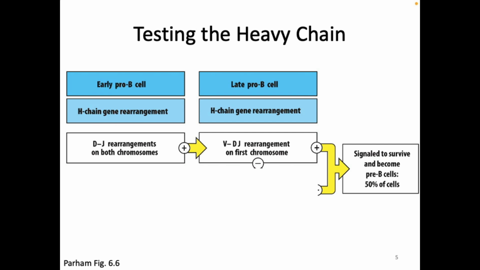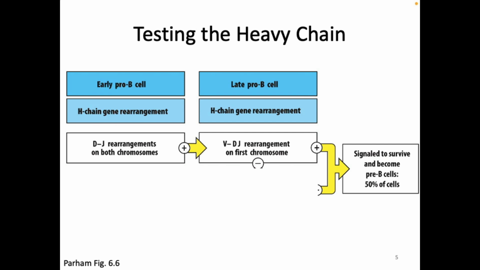And the B cell receptor, or the antibody, that protein that has two heavy chains and two light chains, doesn't really fold completely until it has a light chain. We haven't made a light chain yet. So we want to test this heavy chain and see if it's good, but we haven't made a light chain yet, and we can't fold our heavy chain correctly without a light chain.